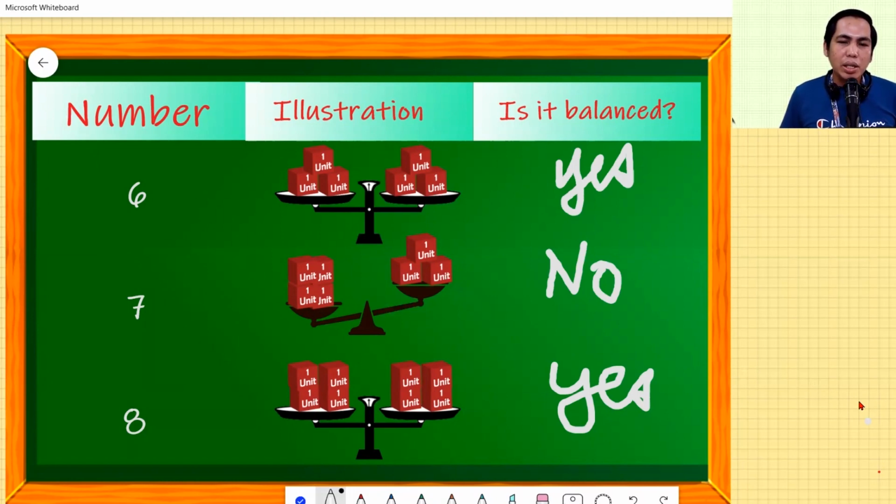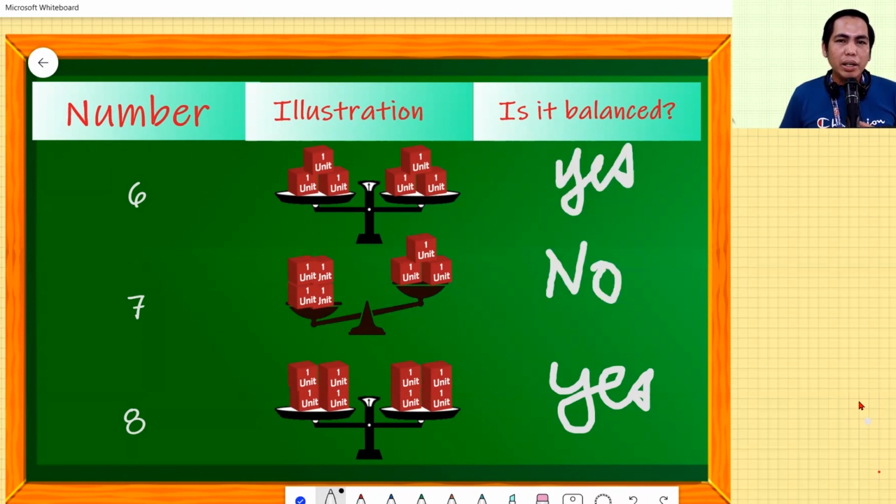So what do these illustrations tell us? Now if we can see here, we try to divide equally each number into two equal groups or two equal parts. Now for all those numbers that can be divided equally into two, let's say we have 6 and 8, they can be divided equally into two. Our model is balanced. But for numbers that cannot be divided equally into two, let's say 7, our model is not balanced.